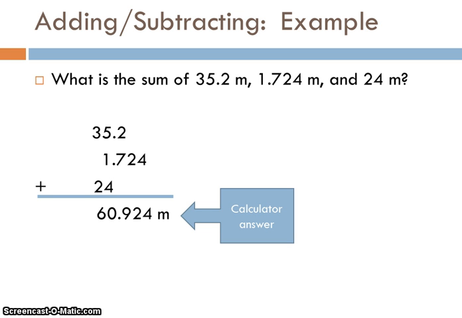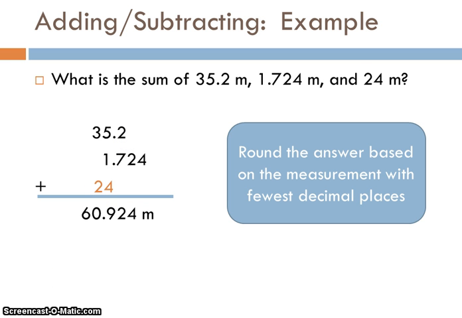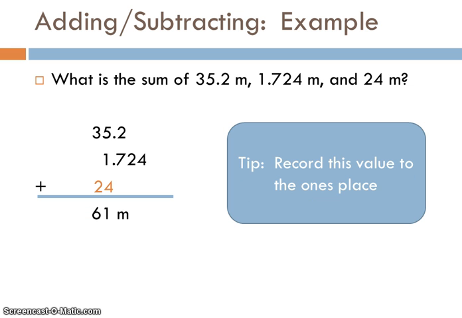But that's implying that we had more precision really than we did because, for one of the numbers, I only knew it to the tenths place, and for one of the numbers, I only know it to the ones place. So we're going to round our answer based on the measurement with the fewest decimal places, which is the 24, the one we only know to the ones place. What this means is that we have to round our answer to the ones place to report it properly in terms of the significant figures. So the best answer is 61.